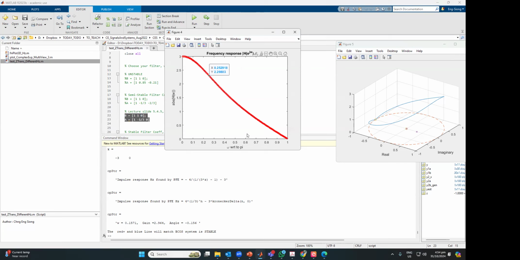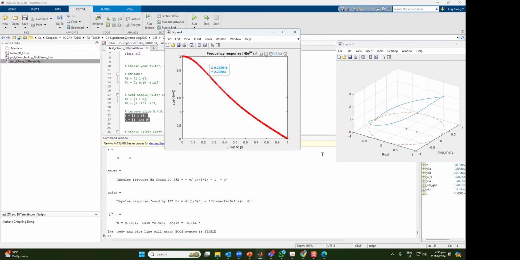Was it? Answer 2.3. Yeah, about. Let's expand this. 0.25 pi is where? 0.25 pi, maybe here. Yeah, somewhere here. Okay. My gain is about 2.31. Correct. So this is plotting from 0 to pi, plotting the different gain.